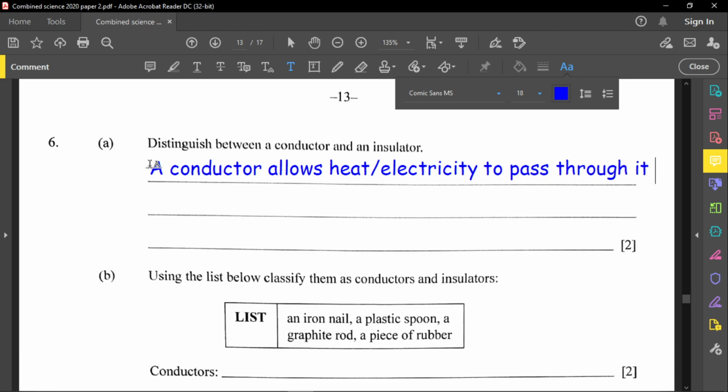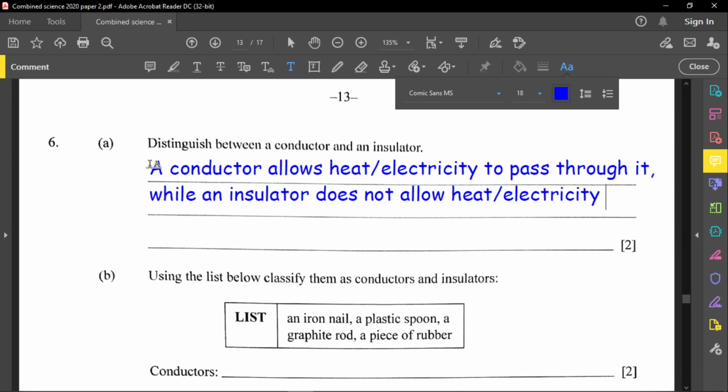Okay, to pass through it, while an insulator does not allow heat or electricity to pass through it. Okay. All right, so there we have it.